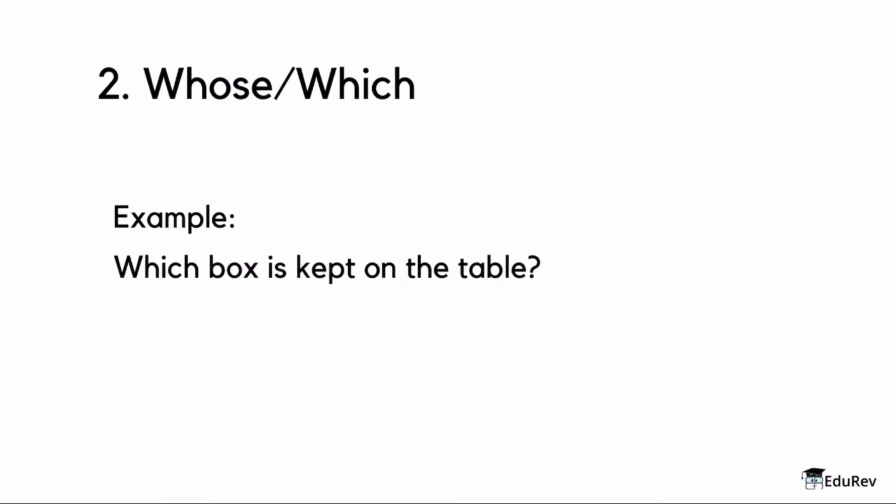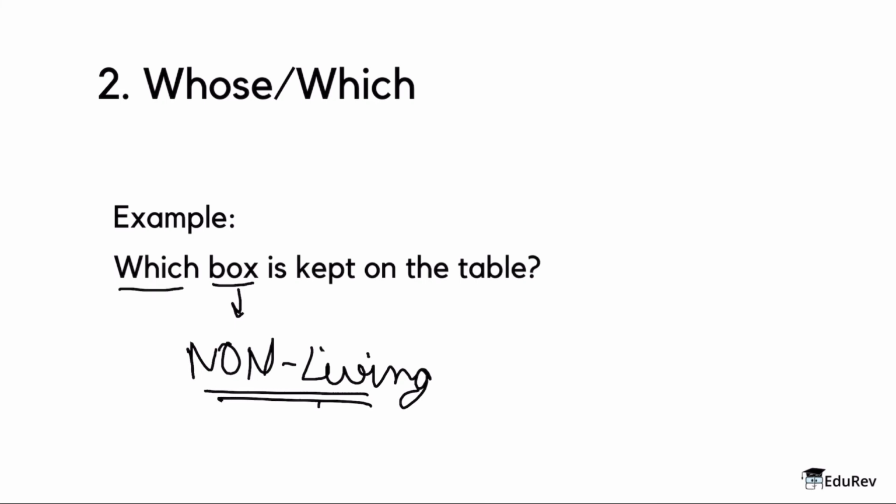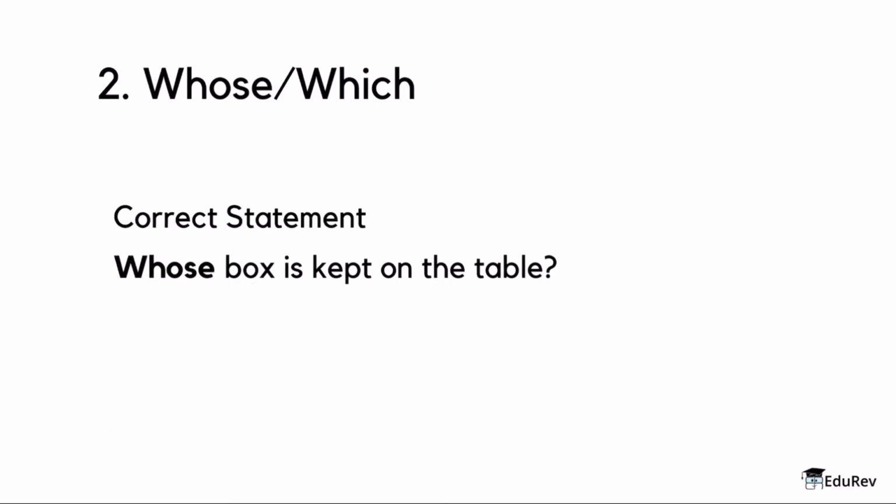Let's look at the examples. The first example we have is "Which box is kept on the table." Now we know that box in itself is non-living. If the box is non-living, then instead of which, what would be used? Whose. Because whose is used for non-living things, while which is used for living people and ideas. So the correct statement here will be "Whose box is kept on the table." As we can see, that is the correct statement.